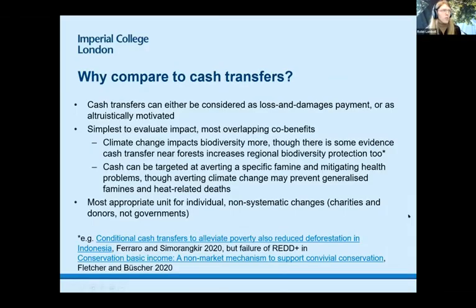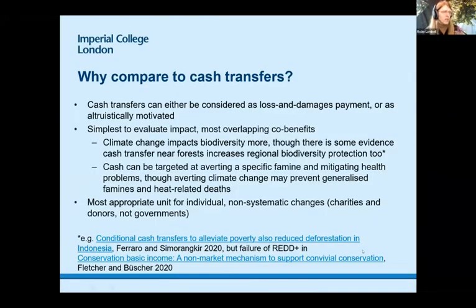The reason that we're comparing two cash transfers is, firstly, they're very easy to model, because you simply compare the GDP in the two cases. And in the case of charity, this is the most basic act of charity you can imagine. They also have a surprising level of overlapping co-benefits. We know that climate change can impact biodiversity, but it is also true that cash transfers to the indigenous population around forests seem to have some protection on biodiversity as well. And in some cases, there's evidence that this might be quite a powerful way of preventing deforestation that actually has similar climate benefits to direct action.